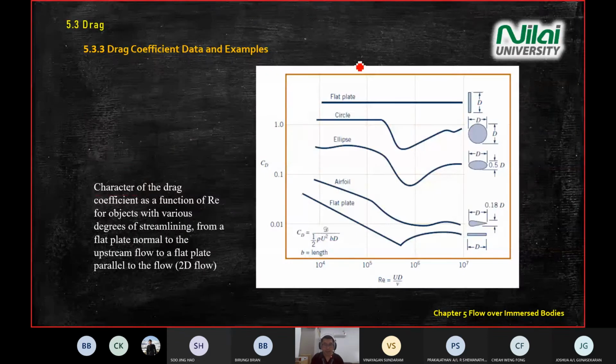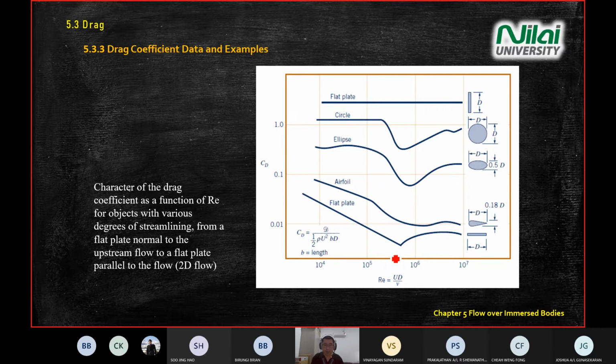Another one is the diagram with different shapes of objects. So again, the Reynolds number here changed a little bit, not changing, but you are using a different viscosity. Just now it's dynamic, but if you change to kinematic, then your Reynolds number equation changes to this form, and your CD on the left. So what happens if you have a flat plate? What happens if you have an airfoil? What happens if you have an ellipse, circle, and flat plate? This diagram will help you to solve some problems to estimate the CD that you have.